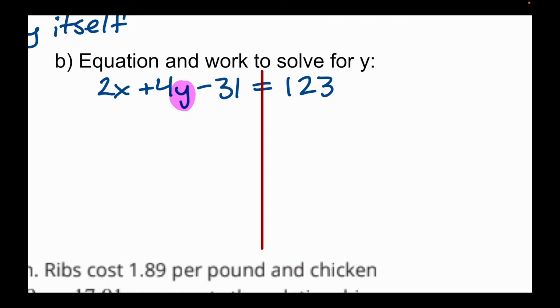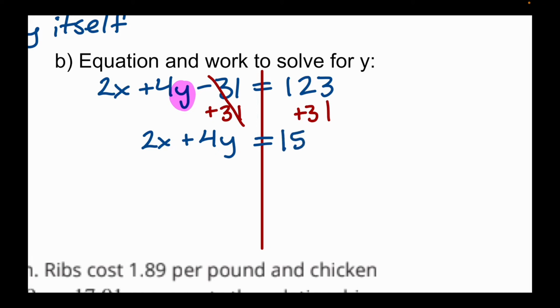So I can start with the 31 the same way I did last time. Not the exact same way, because I started by trying to subtract it. But I'm going to start with 31 and add it to both sides in order to just move it to the other side, basically. So what we'll have here is 2x plus 4y. Those still remain. And on the right-hand side, we're going to have, again, that same number. We're doing 123 plus 31. So this is going to be 154.